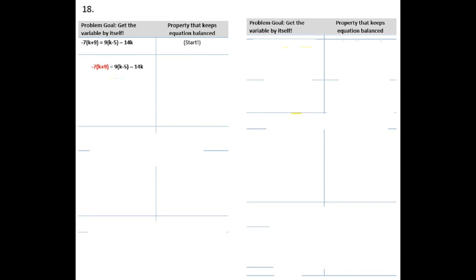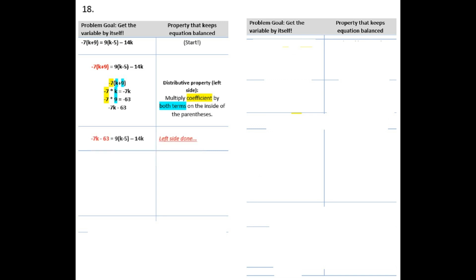So here we go. Number 18 is negative 7 times the quantity k plus 9 equals 9 times the quantity k minus 5 minus 14k. The first thing we have to do is use the distributive property. That's negative 7 times k and negative 7 times 9, separated into two small multiplication problems. And that ends up being negative 7k minus 63.